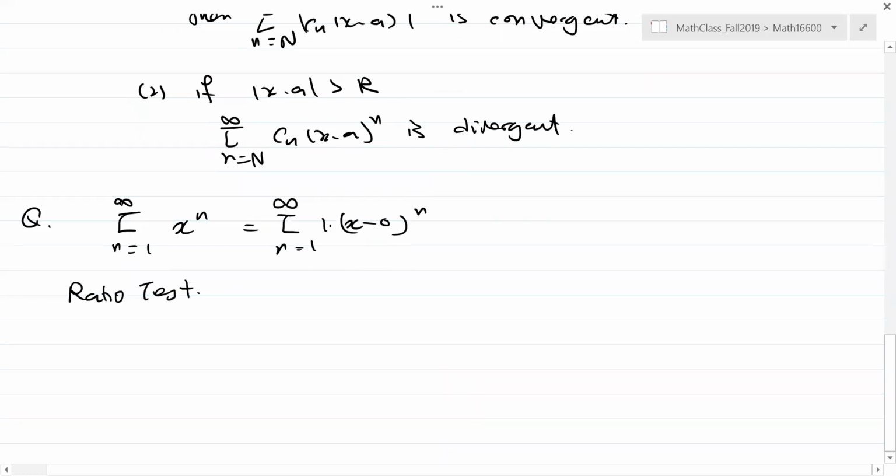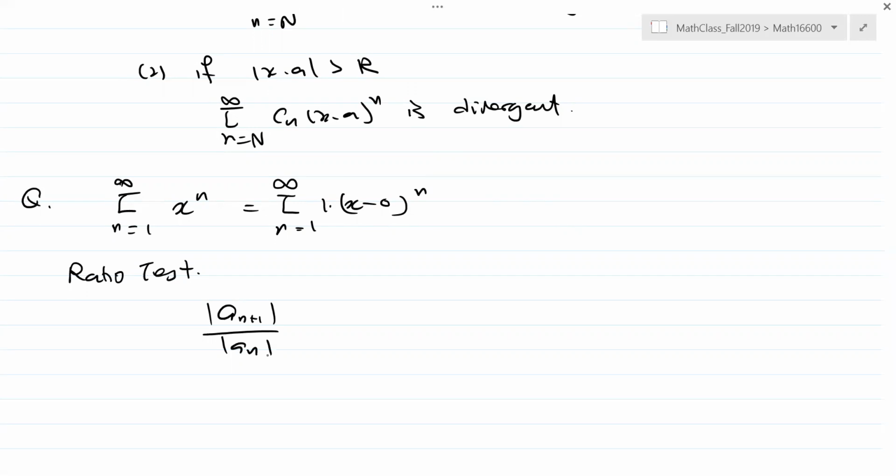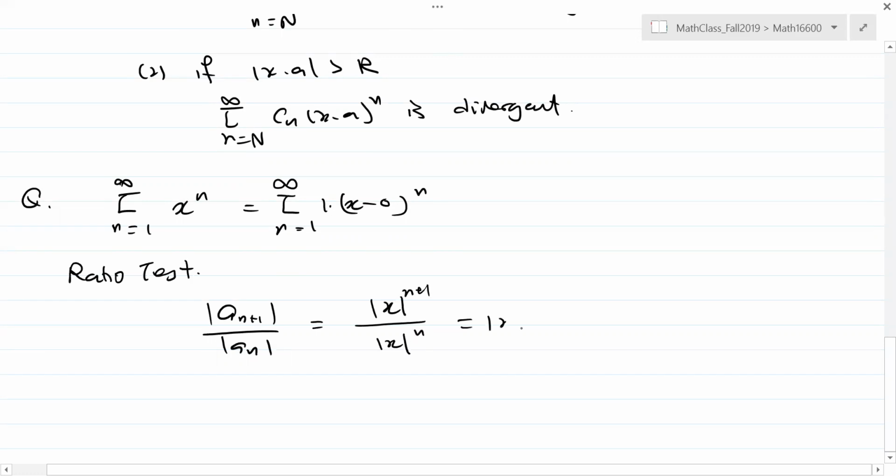For the ratio test, you need to look at this, right? So we repeat the above procedure to determine the values of x for which the series is convergent. So it's going to be the absolute value of x plus 1, right? After simplifying, the absolute value of x, the ratio is constant. It's easy. Of course, it's convergent.